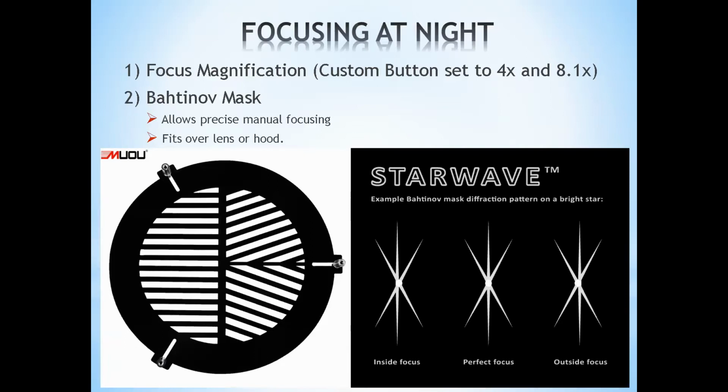In the middle picture, if these spikes go right through the star, you're in perfect focus. If one of the spikes is left of the star, you're inside focus, or conversely, you're outside focus. So you can tweak your focus so that all the spikes cross exactly at the star.